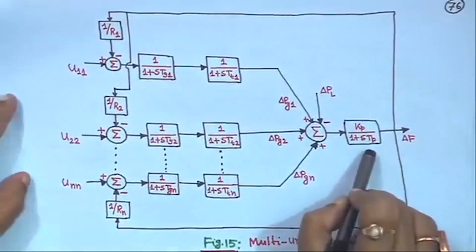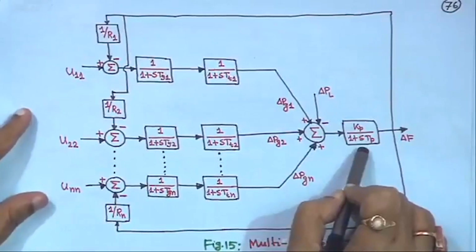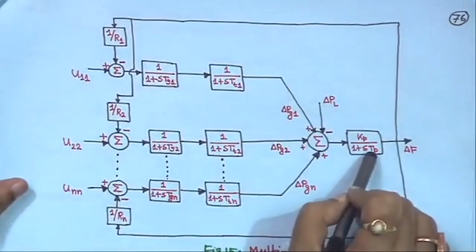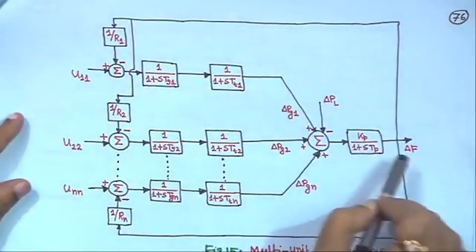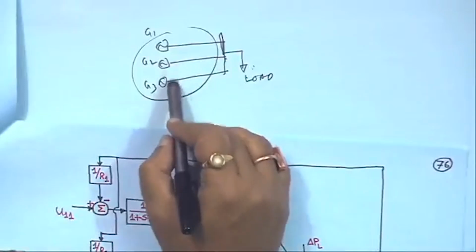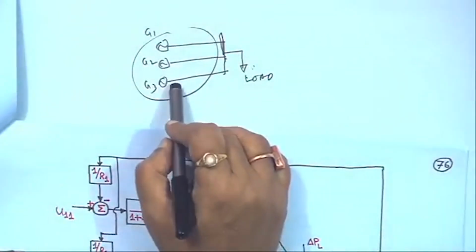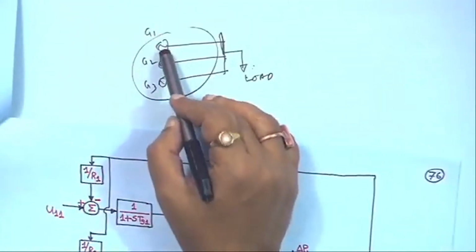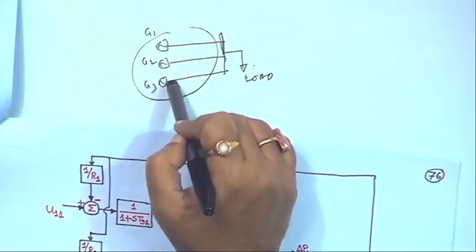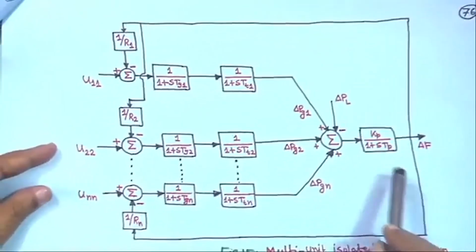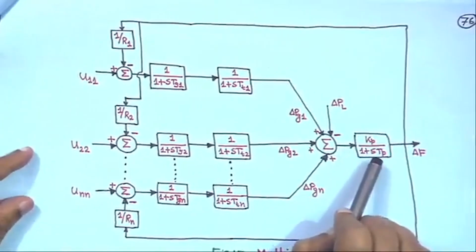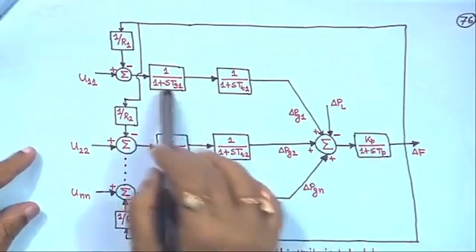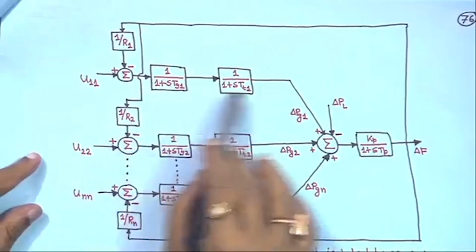So even if n number of generators are there, this will be only a single block, Kp upon 1 plus sTp, assuming the equivalent H can be obtained for all the parallel connections. As I told you, all the generators are swinging in unison, so they can be represented by a single frequency. There is a single frequency deviation, and even if you have different H1, H2, H3, their equivalent can be obtained since they are in parallel. So this power system transfer function, Kp upon 1 plus sTp, will be a single one. Now, different units may have different governor or turbine time constants.